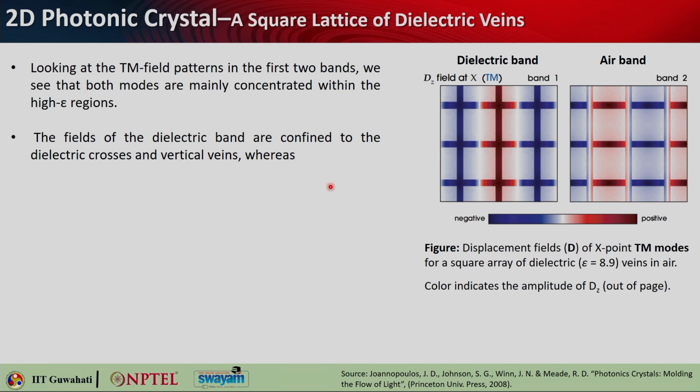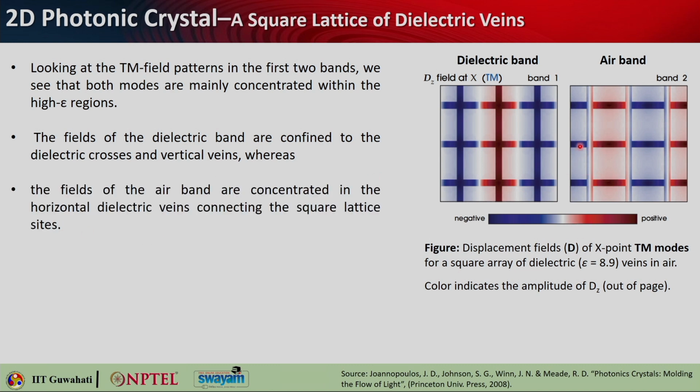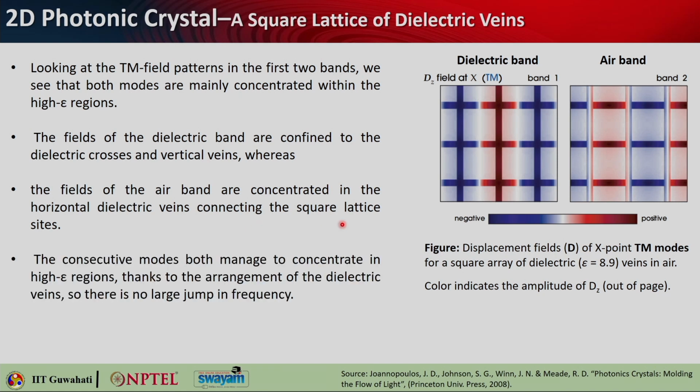And the fields of the dielectric band are confined to the dielectric crosses and the vertical veins, whereas the fields in the air band are concentrated mostly on the horizontal ones, not on the vertical ones. So, here you see along the vertical veins you have less field concentration, whereas the field concentration is very strong along the horizontal ones. These are basically the veins connecting the square lattice sites. The consecutive modes both manage to concentrate in high permittivity region thanks to the arrangement of the dielectric veins. So, there is no large jump in frequency. They are all connected by these veins.